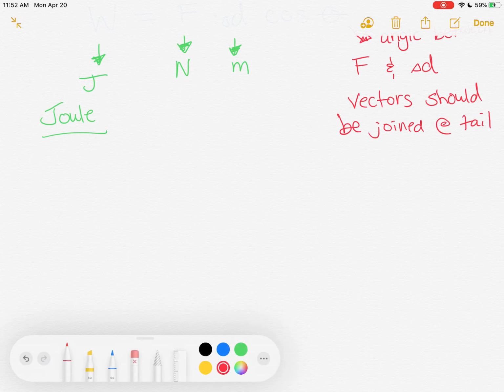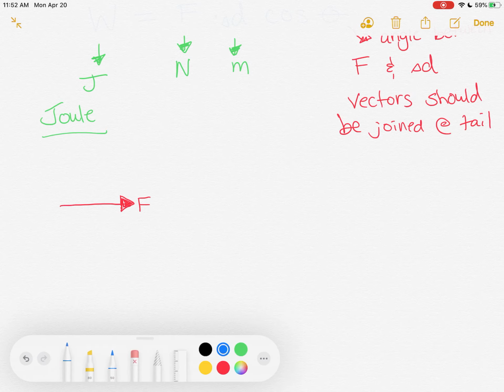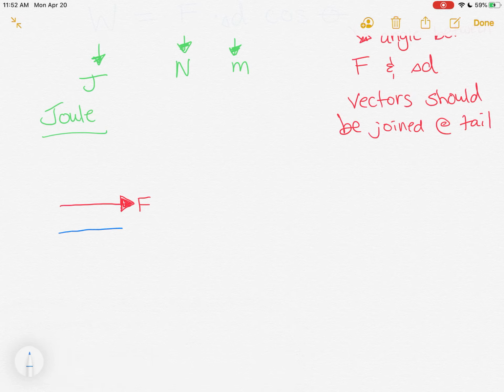All right, so the different ways that our force and our displacement could be connected. So we could have, I'm going to draw our force in red and our displacement in blue. So we could have this situation where force and the displacement are happening in exactly the same direction. So this is same direction.